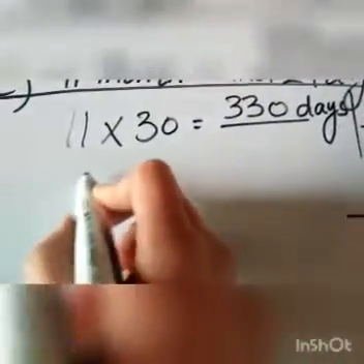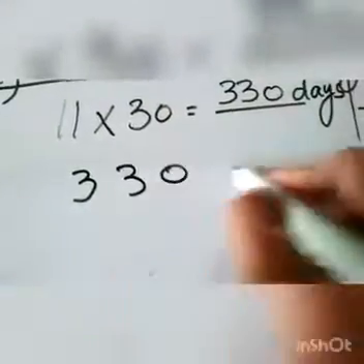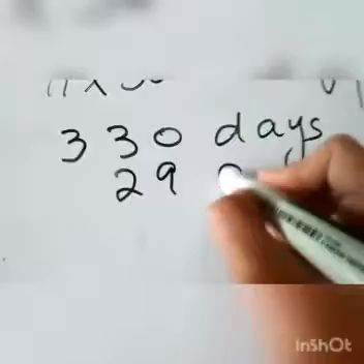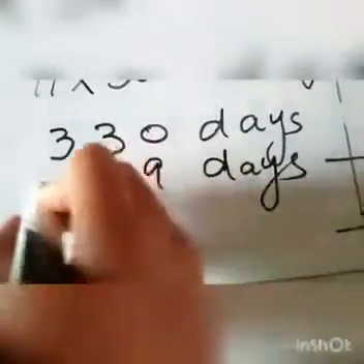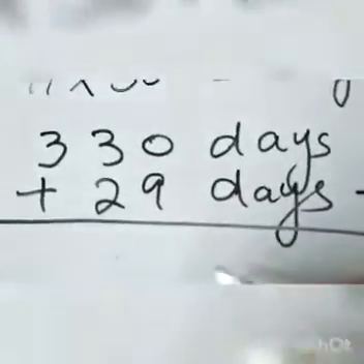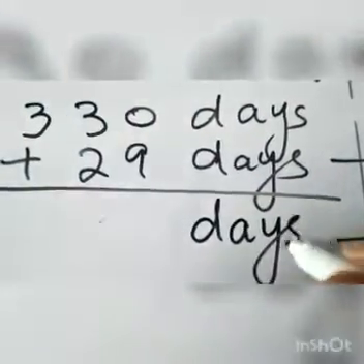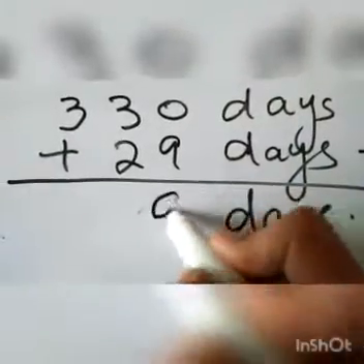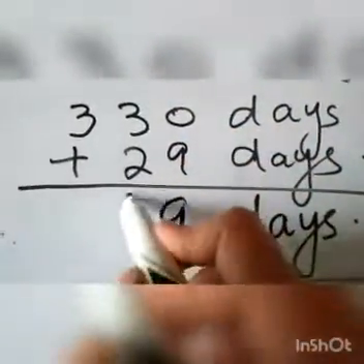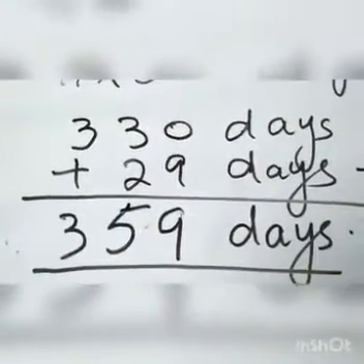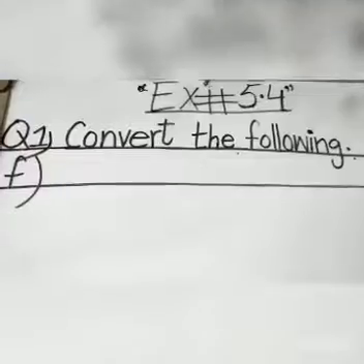Now we can add 330 days and 29 days. Let's add together. Days. 9 plus 0 or 0 plus 9 is equal to 9. 3 plus 2 is equal to 5 and 3. So the answer is 359 days. F.